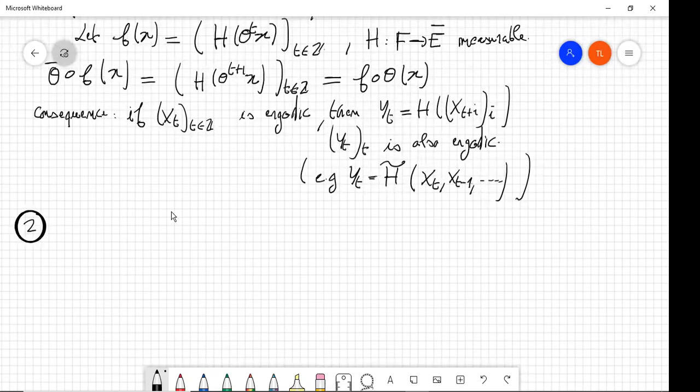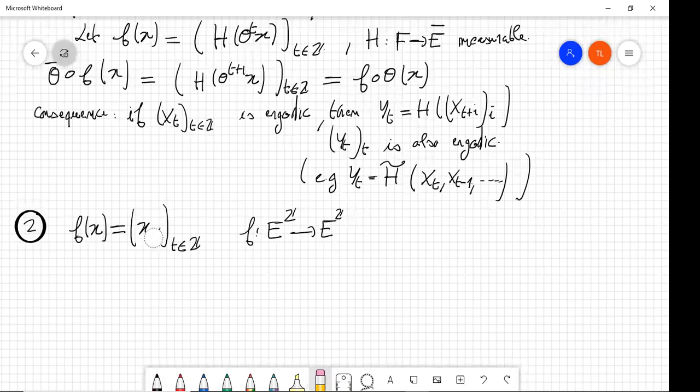So I will show the second one. The second one concerns the time reversal. So what we do, we set f of x equal to x_{-t}, with f from E to the power Z toward E to the power Z. Maybe it's not very well written here. It's really minus t. So this is time reversing.